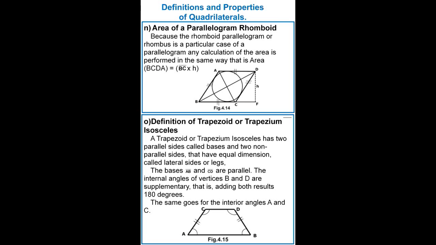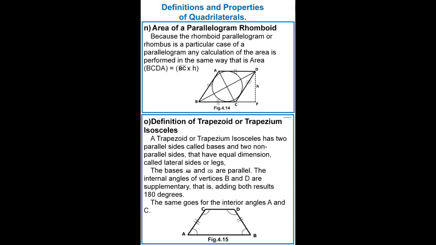This slide shows the calculation of the area of the rhomboid parallelogram. This type of parallelogram is a special case of parallelogram, so its area is calculated using the same formula that defines the area of a parallelogram, that is equal to the product of the dimension of the straight line segment of the base BC by the dimension of the straight line segment of height h, as shown in figure 4.14.